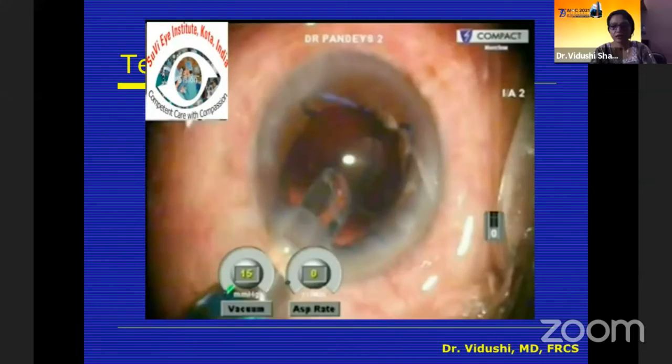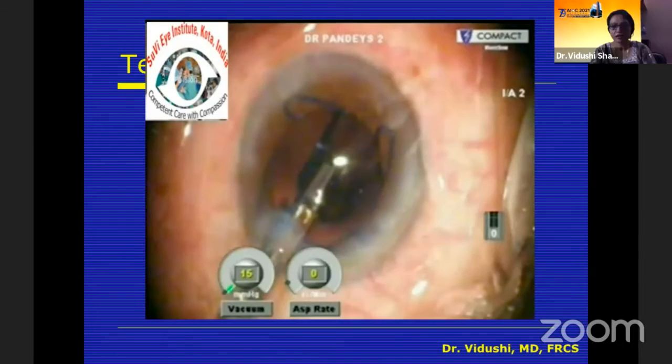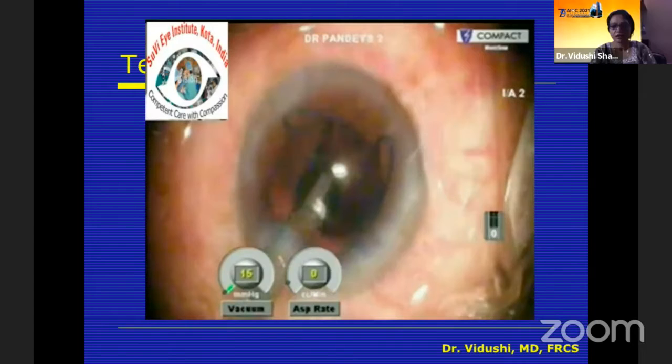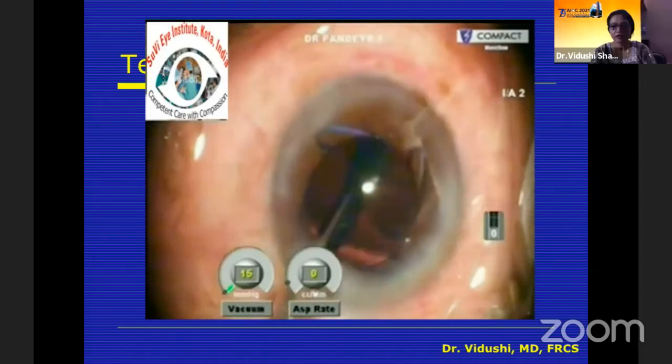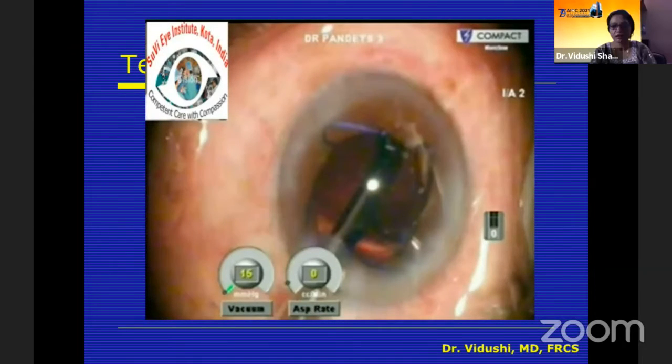So there are many kinds of pupillary expansion devices that are now available. And it depends on what you offer. Of course, they add a bit to the expense. All of them come with their own injectors. So you can easily introduce them in the anterior chamber.